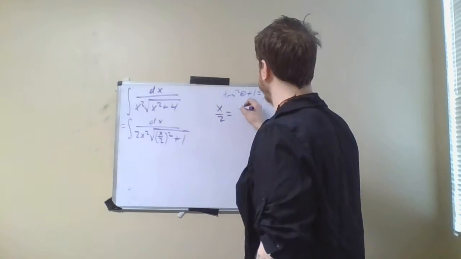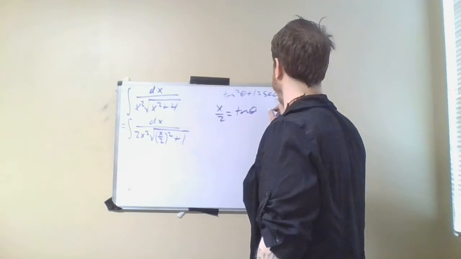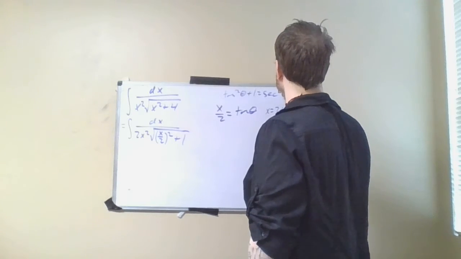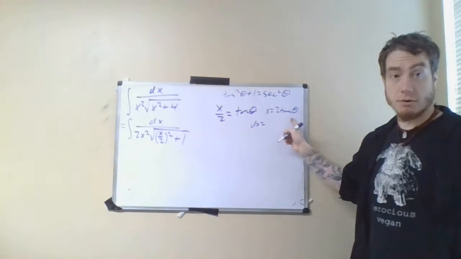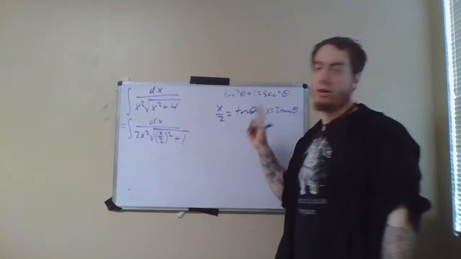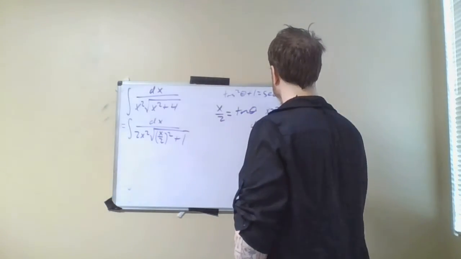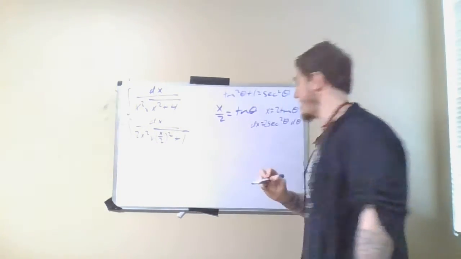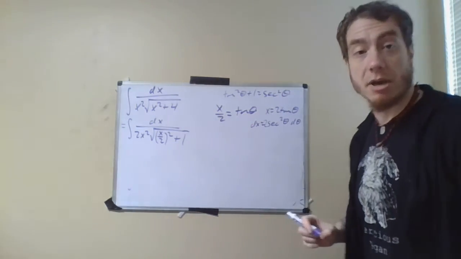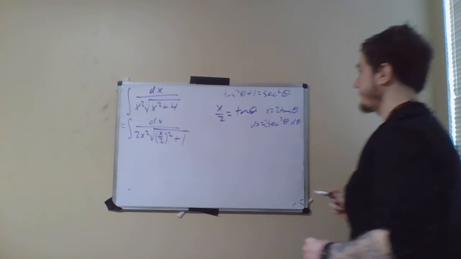So let's say that x over 2 equals tangent theta. That means x equals 2 tangent theta. That means that dx is, remember the derivative of tangent? Because you're going to need that a lot. It's going to be secant squared theta d theta. Wait, I lost the 2. It's going to be 2 secant squared theta d theta. There we go. My 2 is back where it belongs.